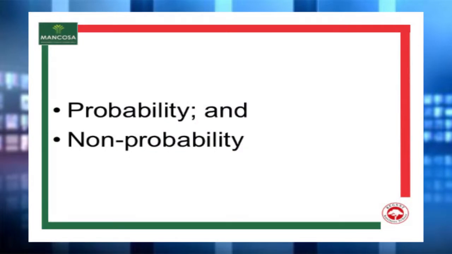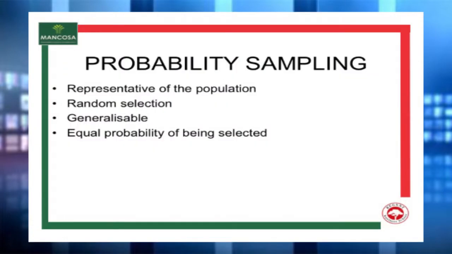There are two major types of sampling. These are probability and non-probability sampling. Some general points to remember about probability sampling include: the sample should be representative of the population from which it is drawn. The sample must be selected randomly from the population. It is possible to generalize the findings from the sample to the population.